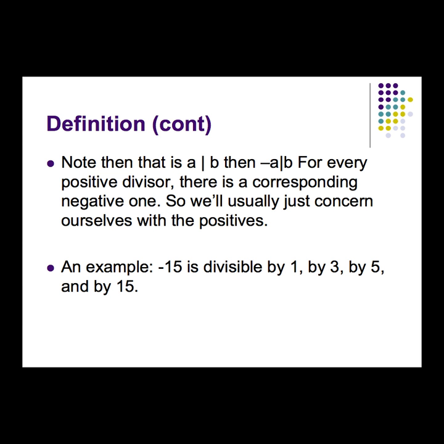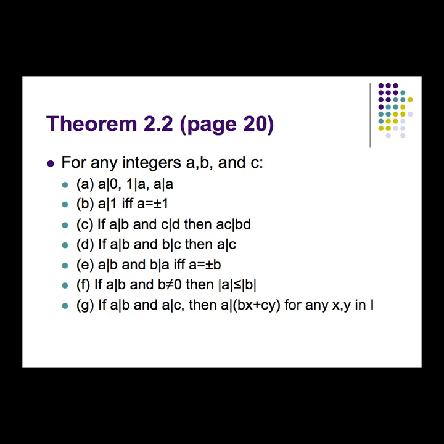I also want to mention that if a divides b, then of course minus a divides b also. That is, divisors occur in pairs. The negative of any divisor is another divisor. For that reason, we'll generally concentrate on the positive divisors and often not even list the negative ones. But that doesn't hide the fact that the negative ones are also divisors. For example, minus 15 is divisible by 1, by 3, by 5, and also by 15. I didn't write down the fact that, of course, minus 15 is divisible by minus 1, minus 3, minus 5, and also by minus 15.